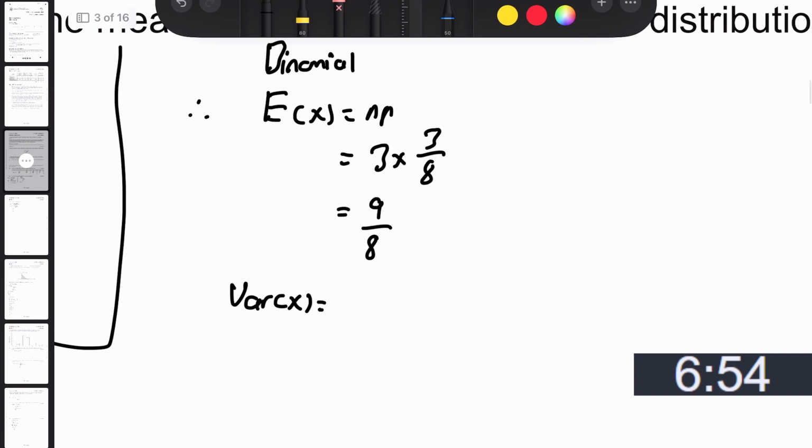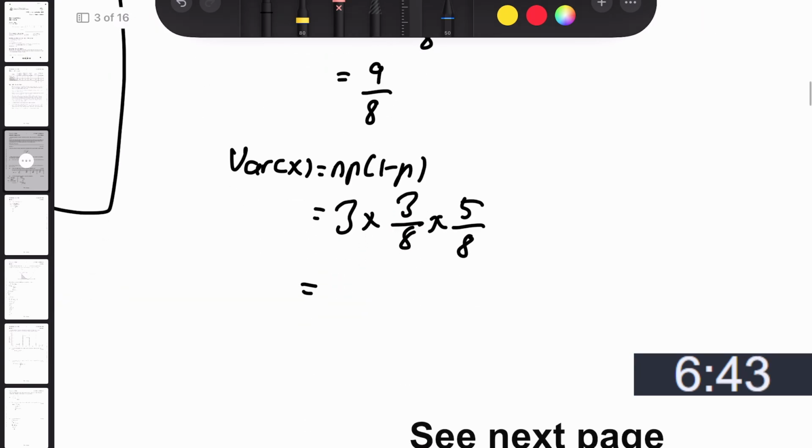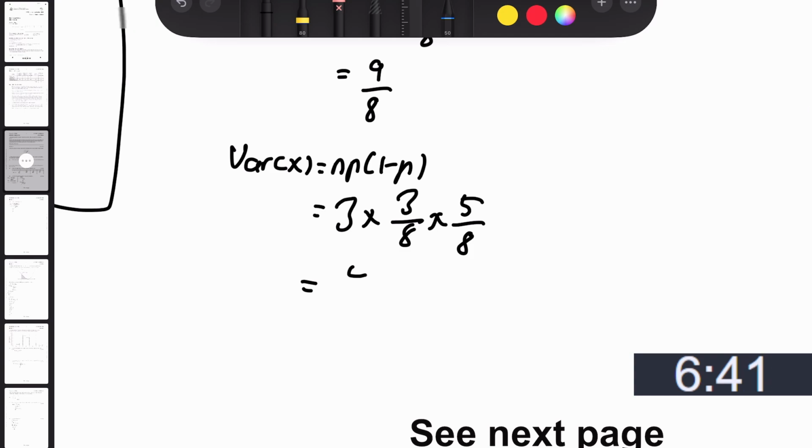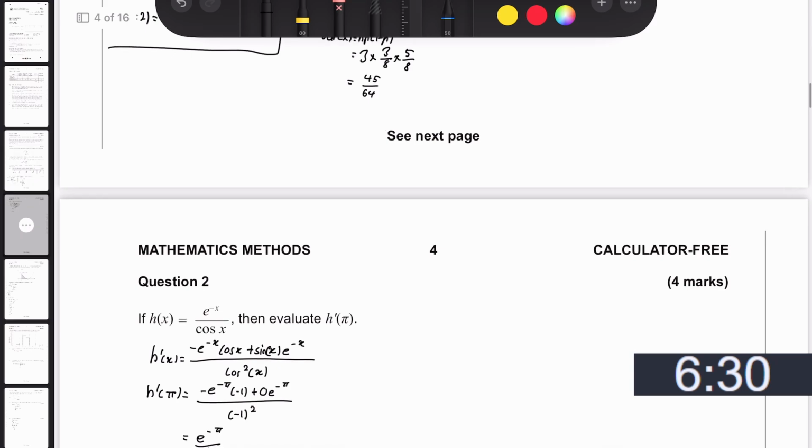Variance of x is np, 1 minus p, so it's going to be 3 times 3 on 8 times 5 on 8. This has to be it. There's no way they're expecting me to calculate all of that. So 45 on 64. That would have all come down to 45 on 64. Okay, interesting. I don't think there's any common factors there.